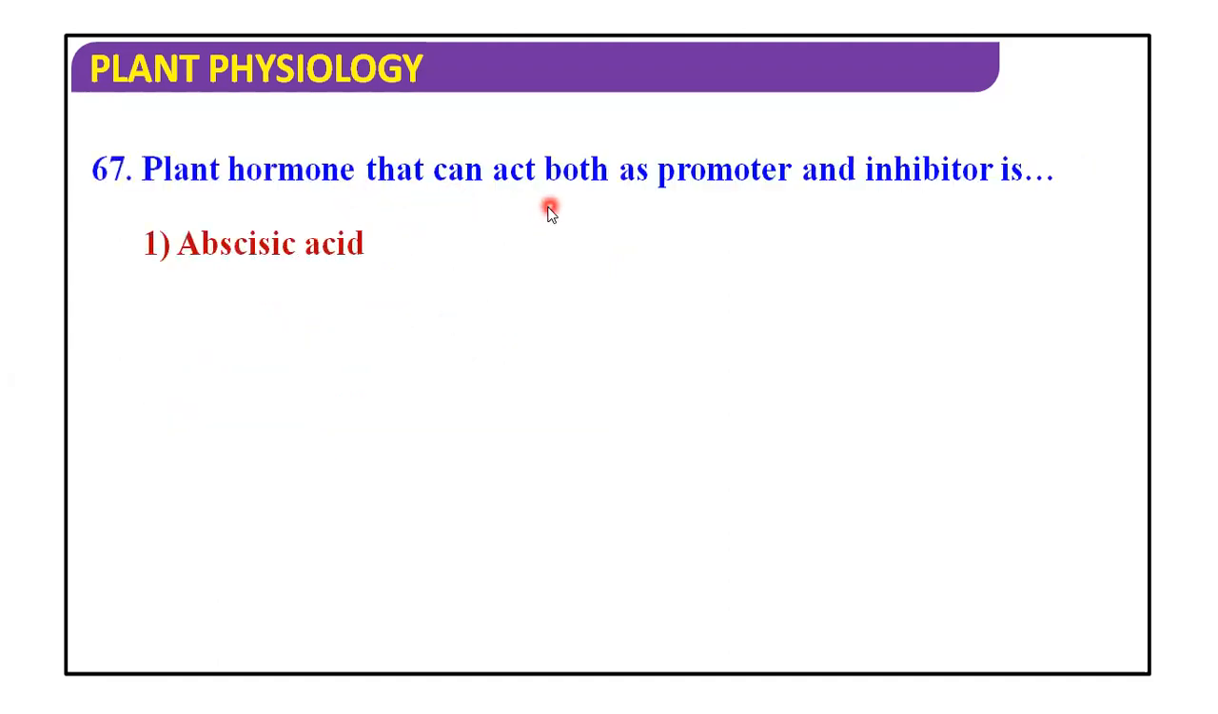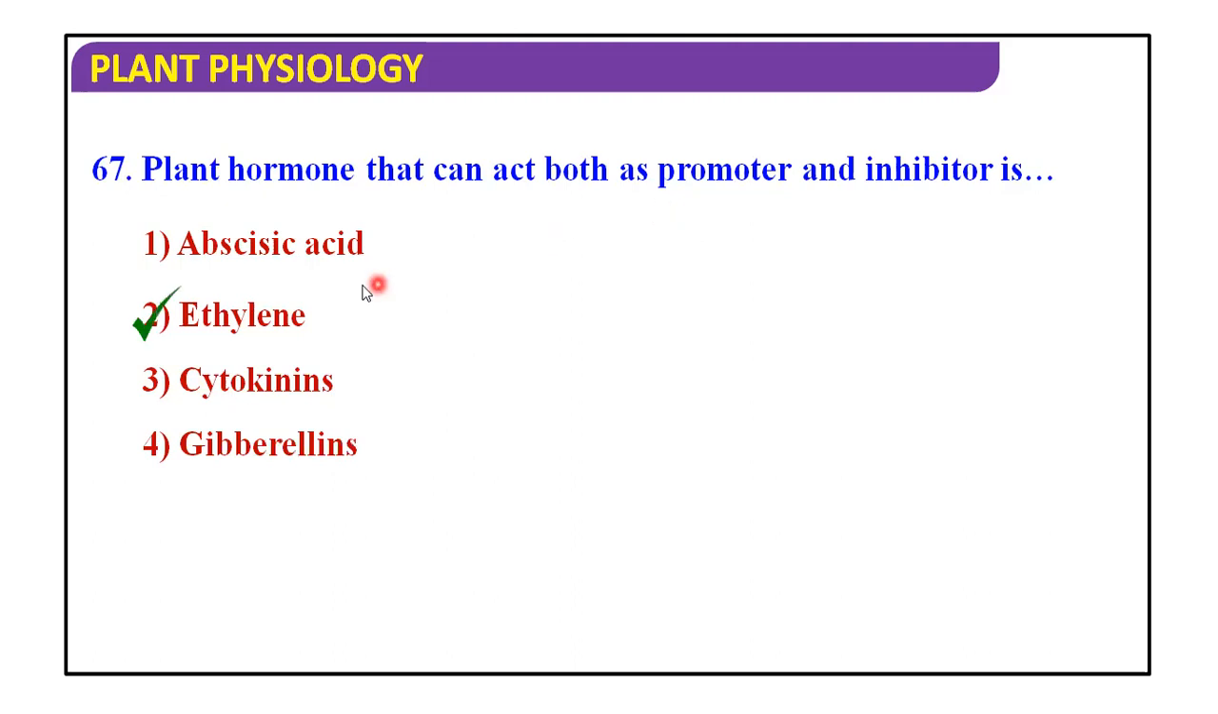Plant hormone that can act both as a promoter and inhibitor is abscisic acid, ethylene, cytokinin, or gibberellin. And the answer is ethylene.